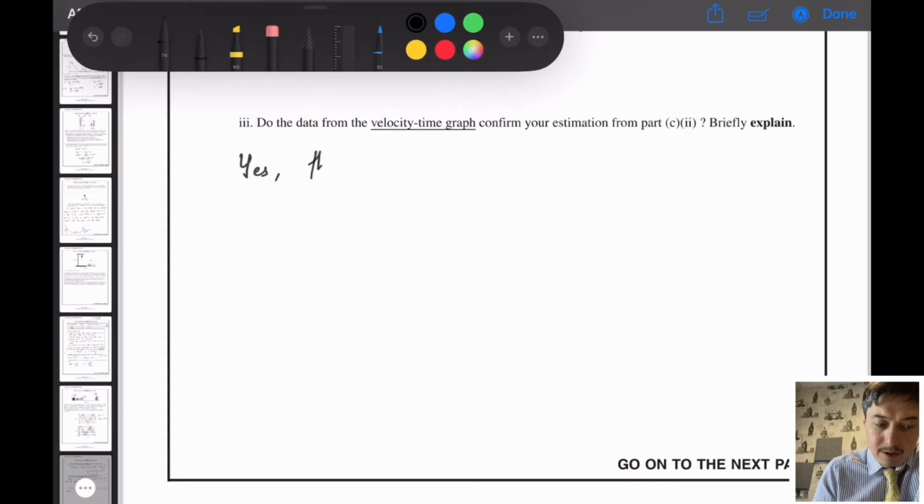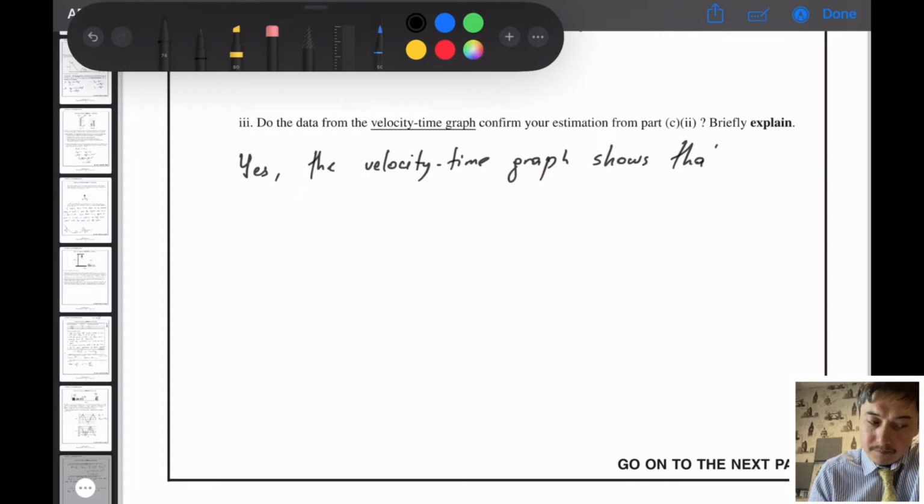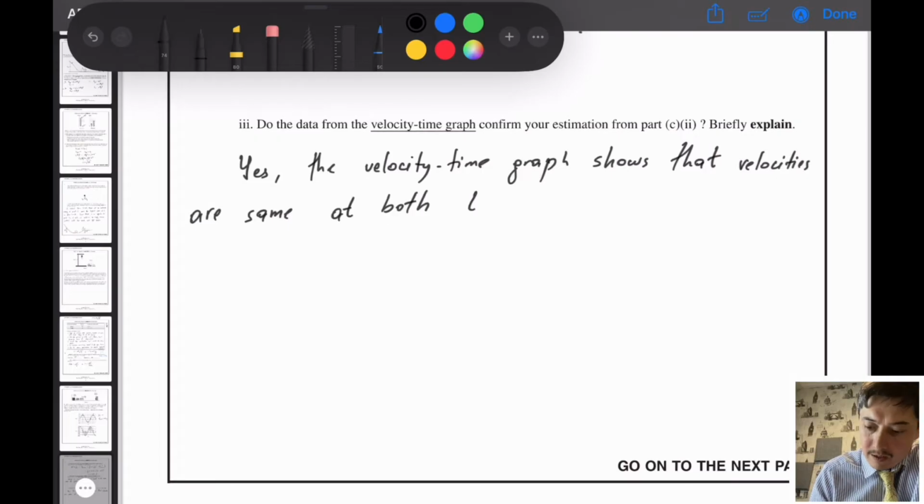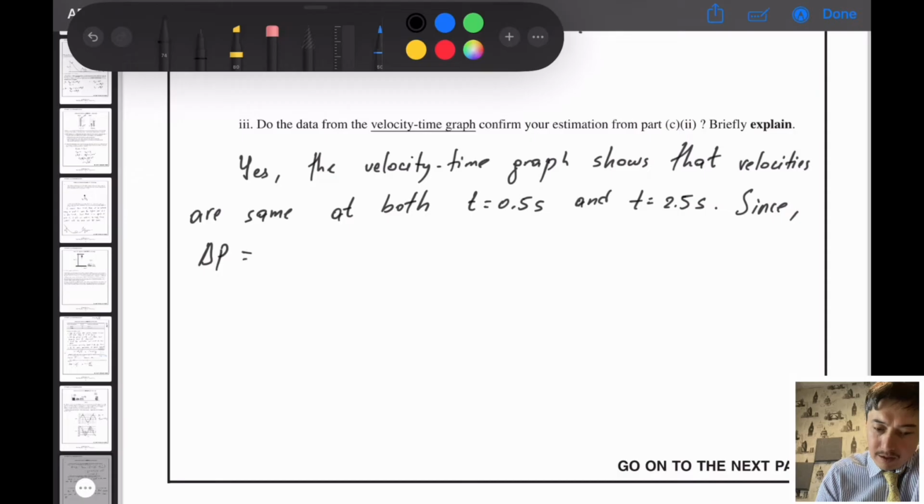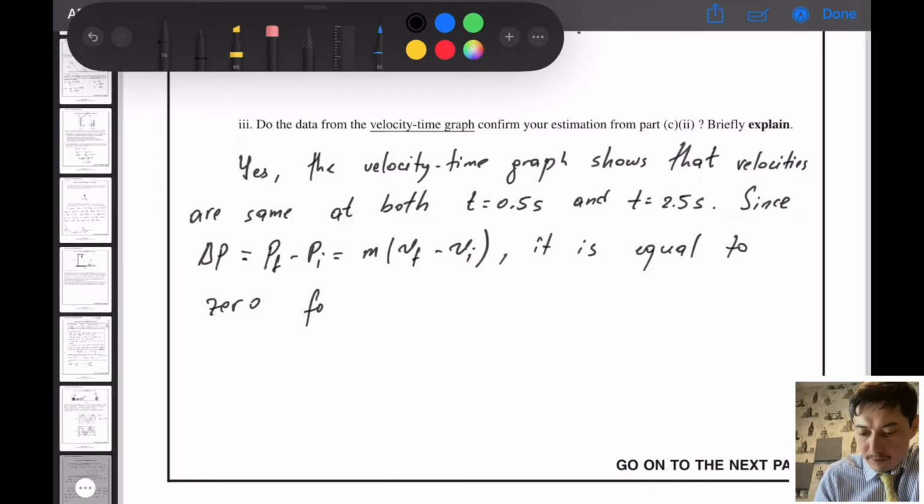Yes, the velocity time graph shows that velocities are the same at both t equals 0.5 second and t equals 2.5 seconds. Since change in momentum delta p is equal to final momentum minus initial momentum, which is m times v final minus v initial, it is equal to 0 for v final equal to v initial.